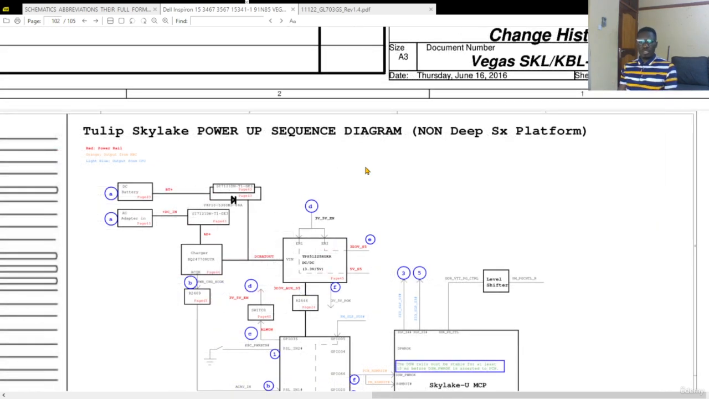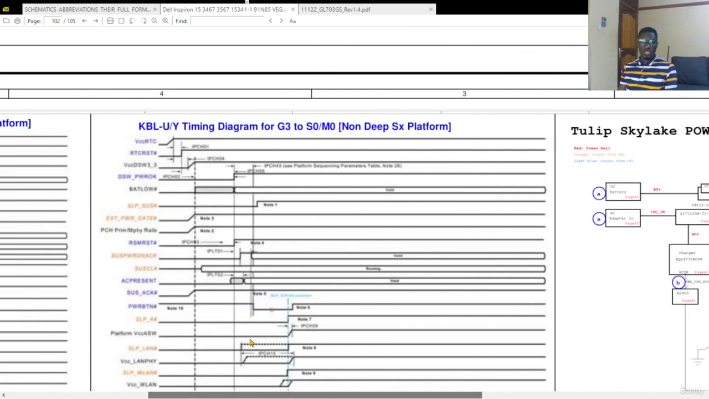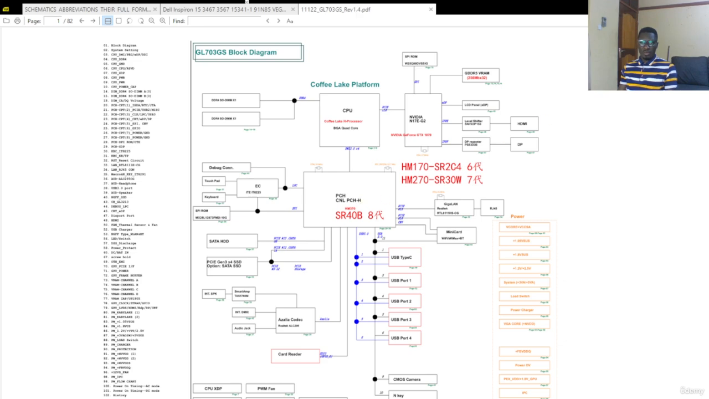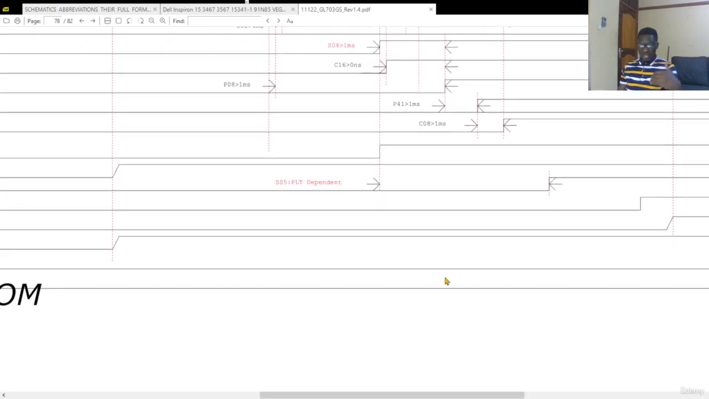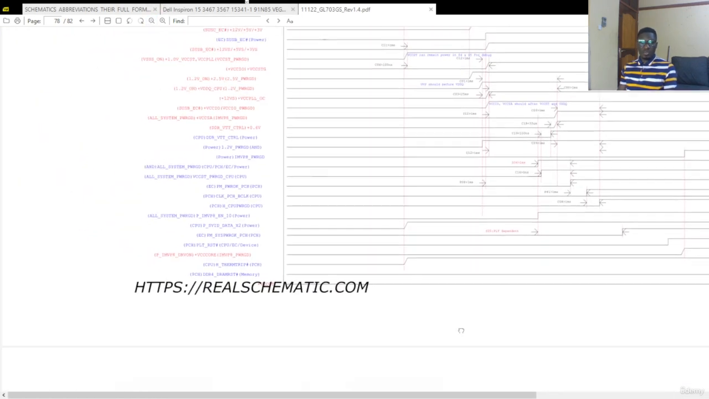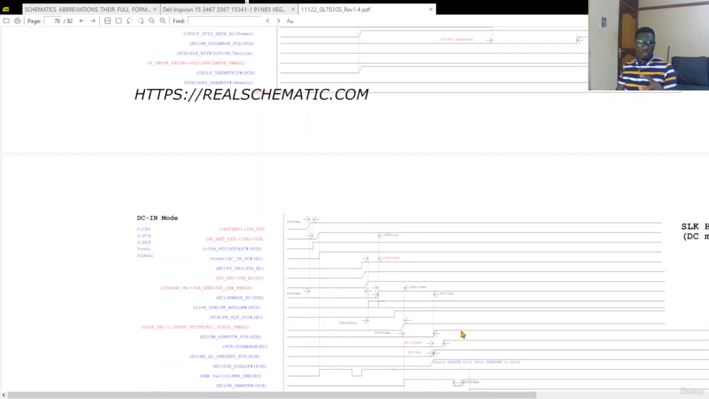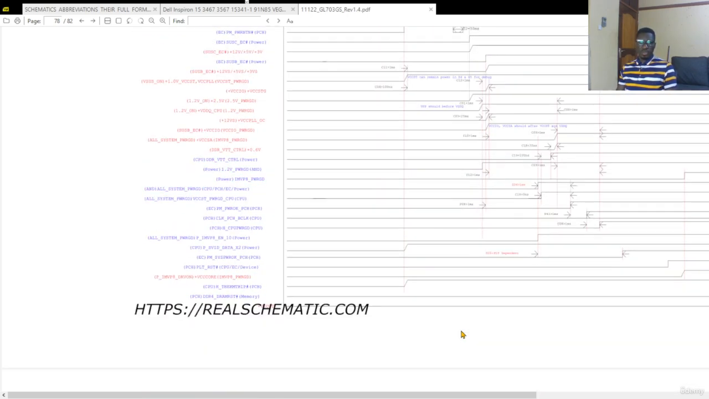However, other motherboards or other schematics have another approach which is called timing diagram. Now timing diagram looks like this. So this one is also another step that usually is included in some schematics, and it can also show you how different motherboards or different chipsets or different CPUs and motherboards turn on step by step. So we are going to take a look at this one in our next video.